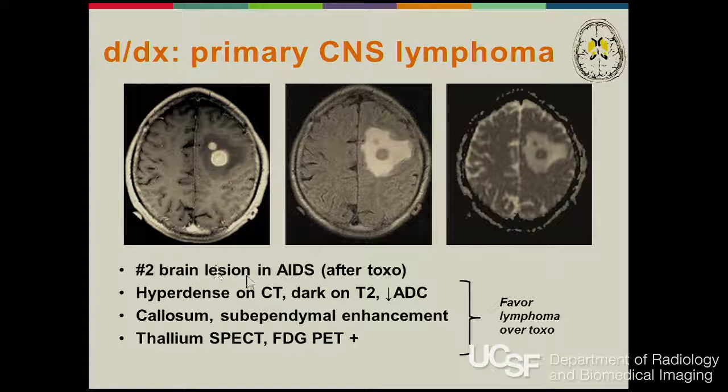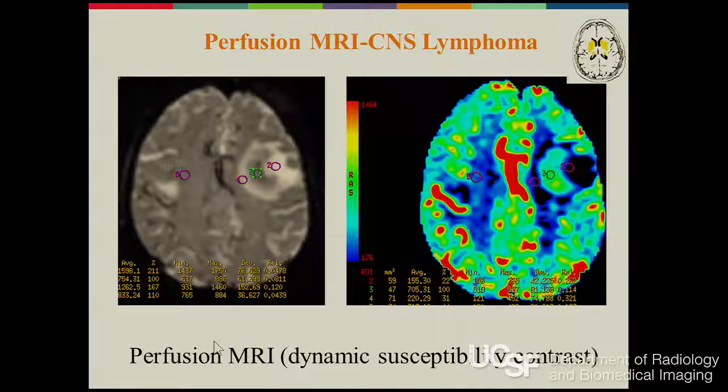Lymphoma is the second most common brain lesion in AIDS patients after toxo. On CT, it's hyperdense, dark on T2, and you'll have reduced ADC values. There are a couple of other imaging features we can look at to help us cone down that differential, particularly thallium and MR perfusion, which we'll take a quick look at.